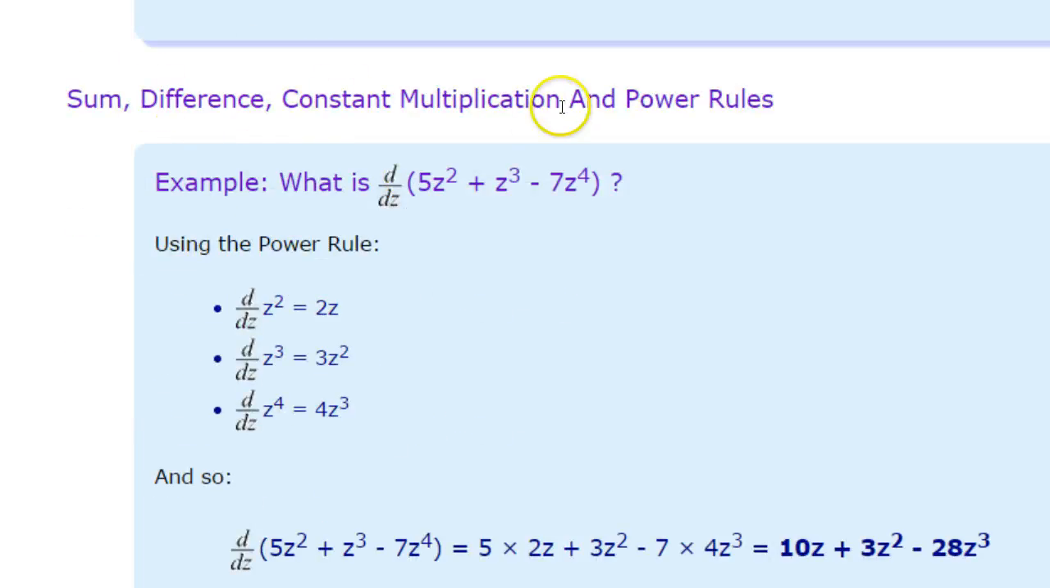Alright, sum, difference, constant multiplication, and power rules. If we combine them all here, this is going to become 10z plus 3z squared minus 28z to the third, which is right down here. Okay?